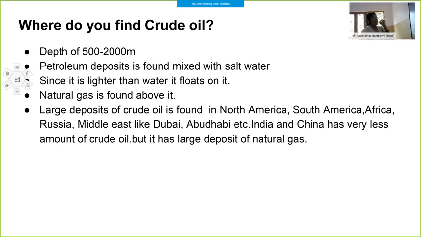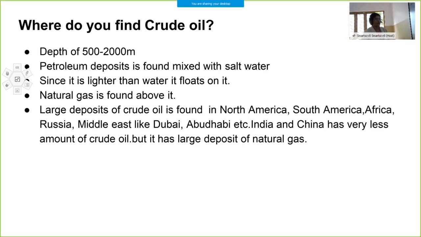Okay, now where do you find this crude oil? Now we saw how this crude oil is formed. Now, from where, how deep is it? This crude oil is found at a depth of 500 to 2000 meters below the earth's crust, and this petroleum deposit is found mixed with salt water. Since it is lighter than water, it floats on it. Natural gas is found above it.